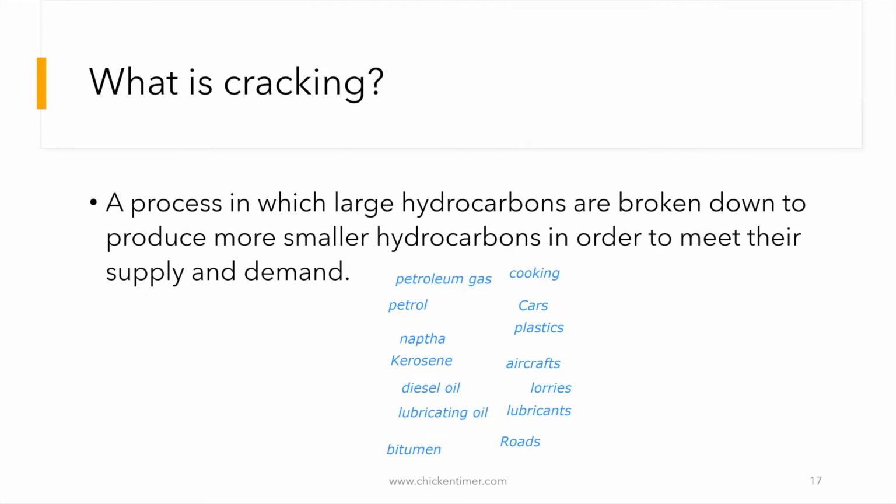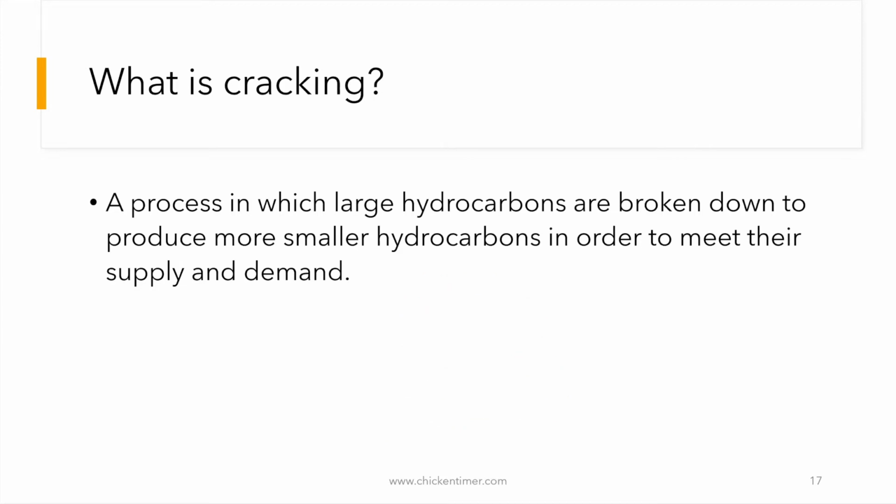Then there's this process called cracking. You will not see it until you do alkenes and alkanes. So you will see that later, not now. So cracking is a process where you have large hydrocarbons, then you break them down to produce smaller hydrocarbons in order to meet their supply and demand. Okay, so talk about supply and demand.